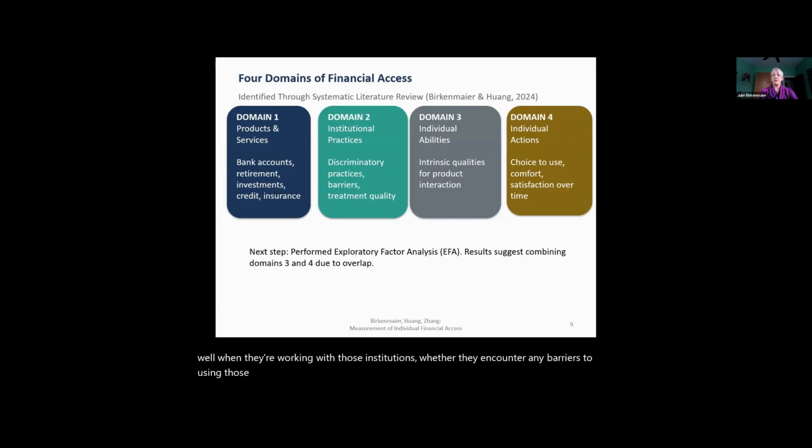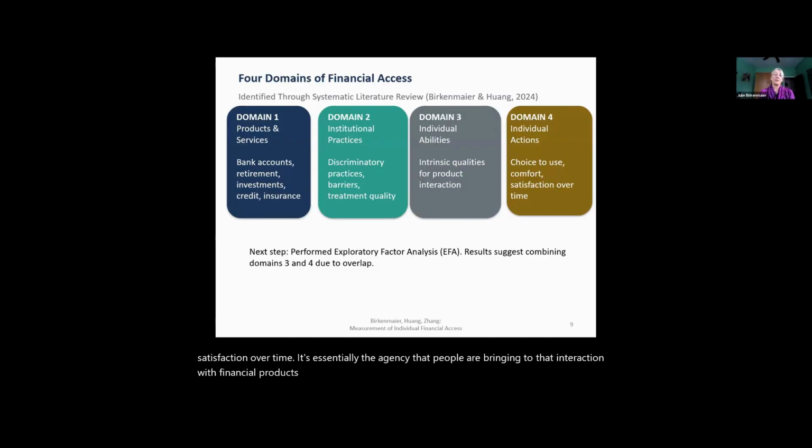The third domain is individual abilities, that is one's intrinsic qualities for product interaction. So this would include maybe financial knowledge and financial skills, financial literacy, etc. The fourth domain, individual actions, is a little bit different. It's one's choice to use, comfort, and satisfaction over time. It's essentially the agency that people are bringing to that interaction with financial products and services.